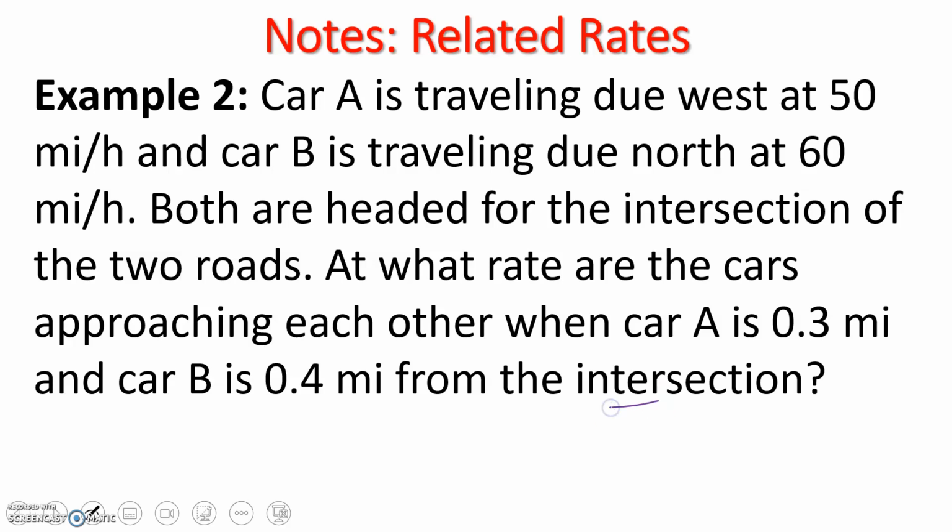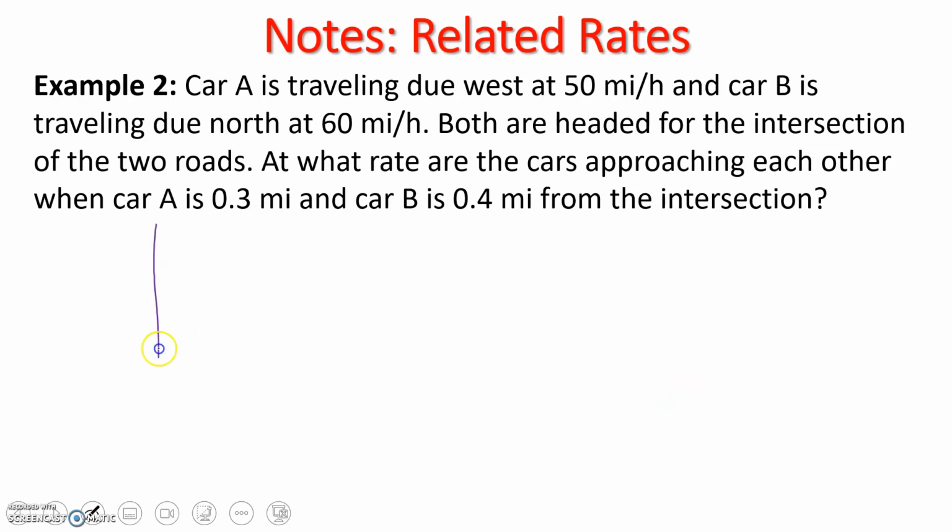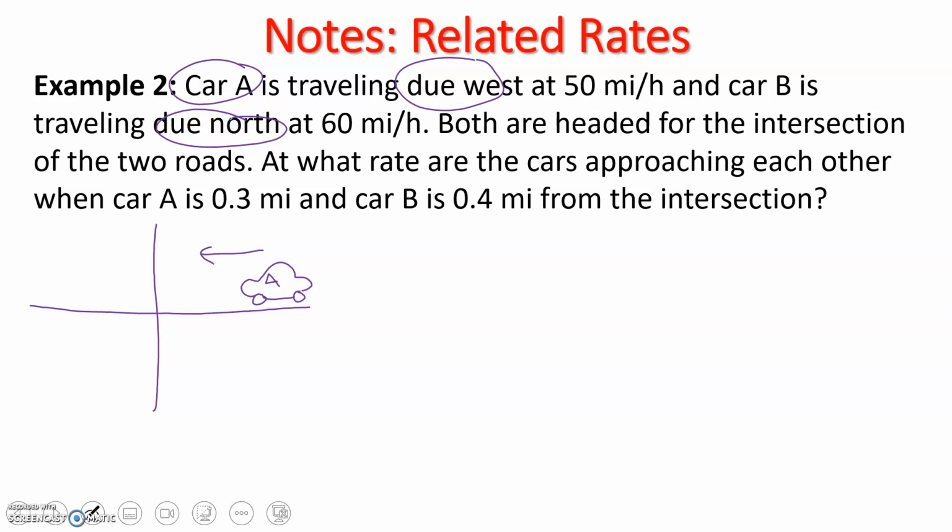Right. The first thing we're going to do is draw the intersection, and then place the cars appropriately. So car A is going due west towards the intersection, so we're going to place car A right here, and he's going this way. And car B is traveling due north towards the intersection, so we're going to place car B right here. And he's going north.